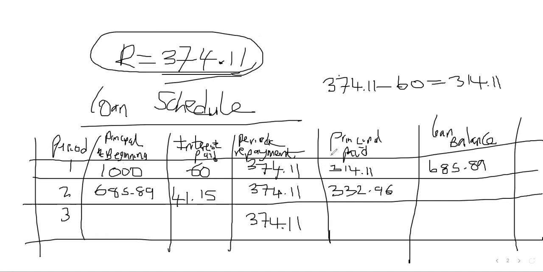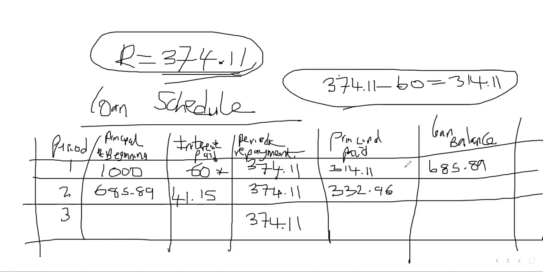Yeah. So the principal paid is just, the bank are claiming that the interest is their money. So from this amount, the interest goes to the bank, they've gotten it. So they are just telling you that you have only paid the 314 towards the principal. Then the balance is 1,000 minus the 314, which is 685.89, which is the beginning for this. You multiply this one by 6%, you are getting this interest. So the payment is this one.